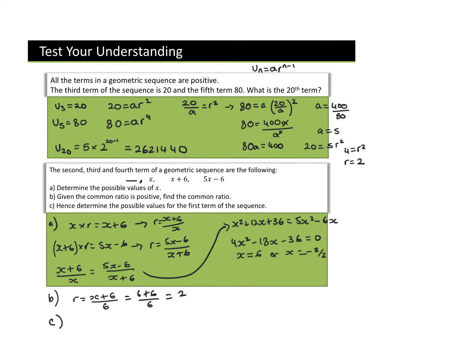And then part C says, hence determine the possible values of the first term of the sequence. So we know that x equals 6 and our ratio equals 2. So we know that our sequence goes a, 6, 12, then 5 times 6 is 30 minus 6 is 24. And then we know our ratio is 2. So 6 divided by 2 is 3. So that means a equals 3.